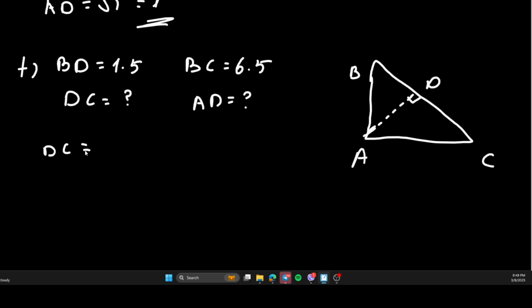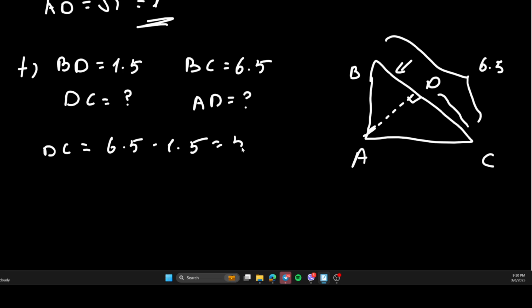But we don't know AD. Yeah, but you know that BC, this whole thing, is 6.5, and you know that BD is 1.5, which means you can find DC. It's just 6.5 minus 1.5, which is 5. And now you can find AD. AD to the second power is 5 times 1.5.